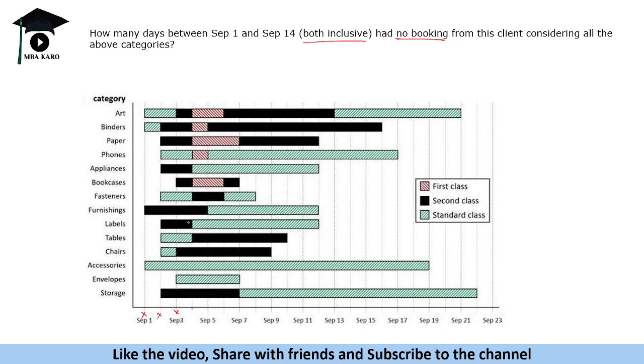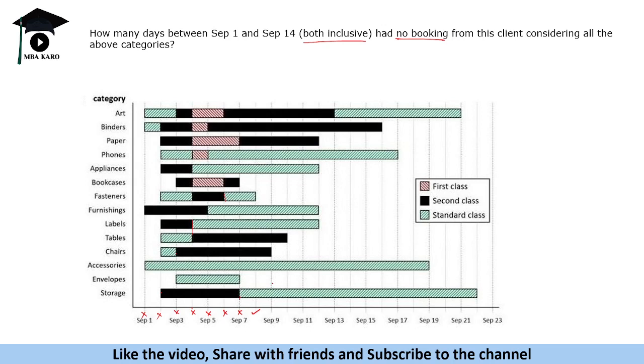On September 4 also you can see a booking here. September 5 booking we can see here. Okay, so first few days we can easily reject. September 6 also we see a booking here. September 7, we will see a booking here. September 8, if you observe, there is no booking, right? So this is one of the days.